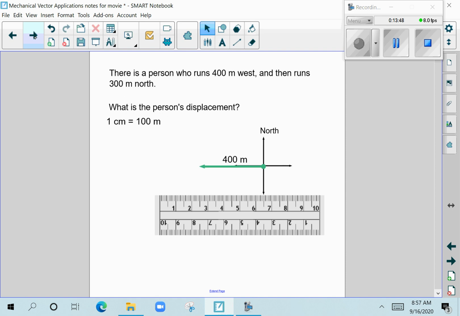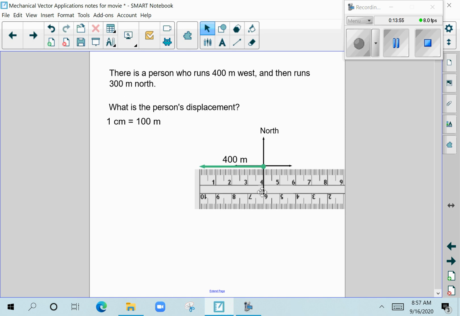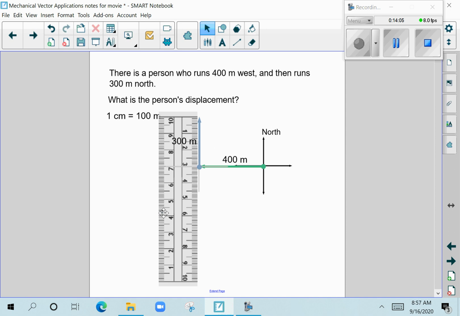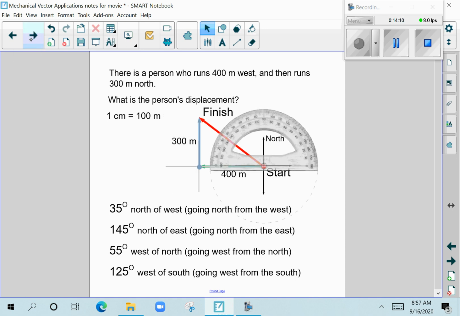I'm going to run 400 meters to the west, so I draw my vector exactly like I did before, and again it is 4 centimeters long because I'm using the same scale. Now my new vector goes straight up. I have my origin, I draw in the north direction, 3 centimeters long. I now have to draw from start to finish. I have to measure out my angle and my magnitude. My angle comes out to be about 35 degrees going above the west direction. So that's 35 degrees north of west.